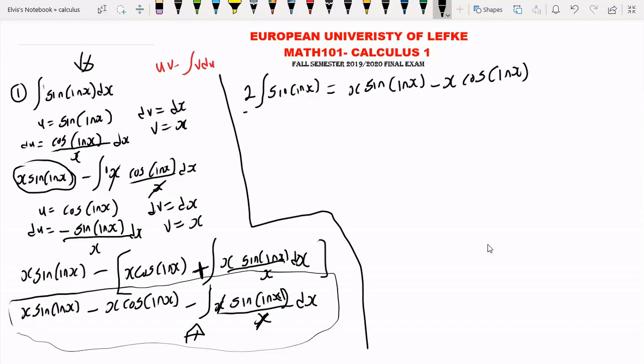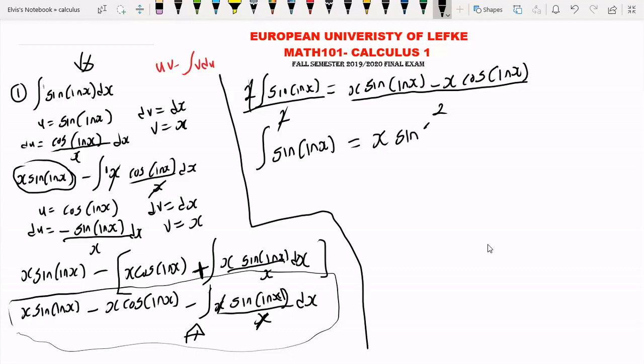So guys, what can we do now? We can basically divide both sides by 2 so that we can make this integral stand alone. As you can see, the two are going to cancel out. So we now have the integral of sine of ln of s equal to s sine of ln of s minus s multiply cosine of ln of s, all over 2. So guys, this is going to be the answer to the first question.